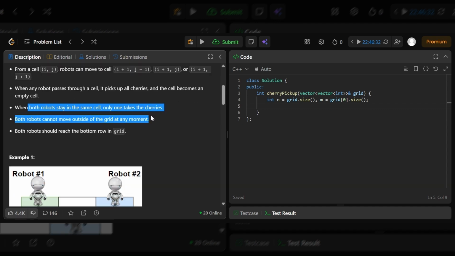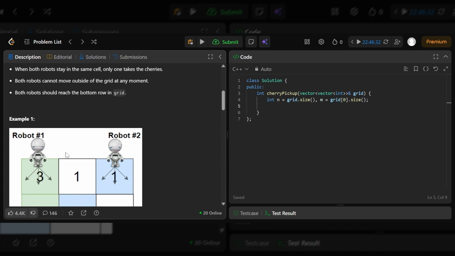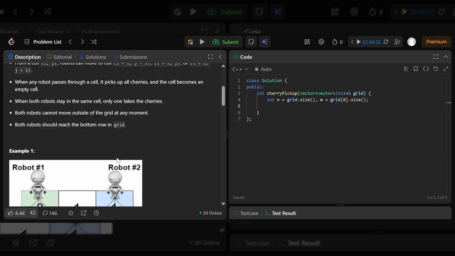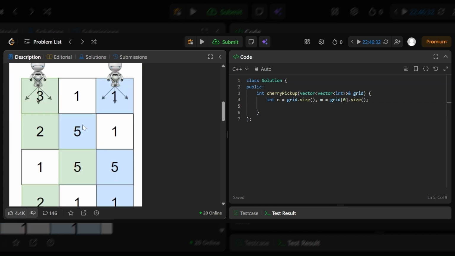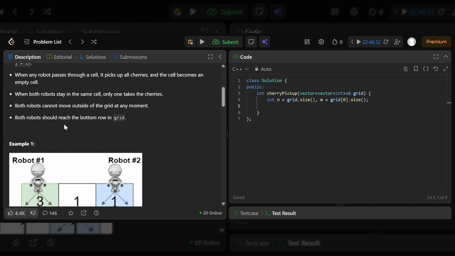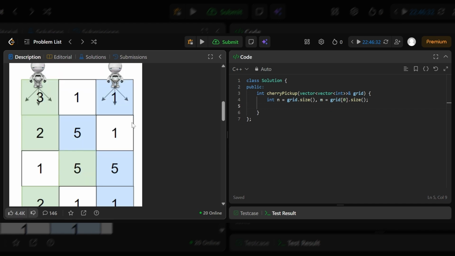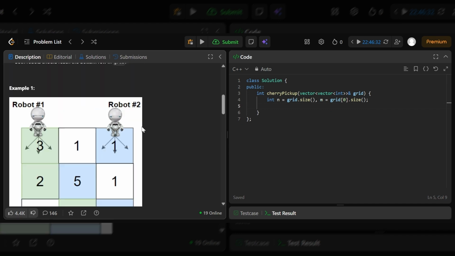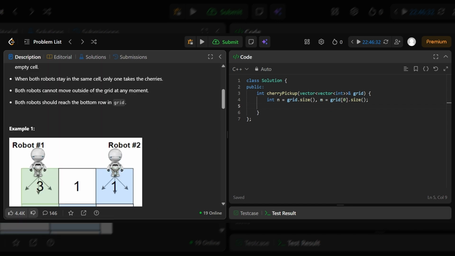Now the important condition is when both robots stay in the same cell. That means your i is always the same for both the robots. But if j1 and j2 are also the same, only one time you will take the value of the grid. Otherwise, you take the two of them. Let's say if the robot comes at 5, then we won't take 5 two times. You just take one time. It cannot move outside and it should reach the bottom row in the grid. It said that it should reach the bottom row in the grid. So that means i should not go out of the bound.